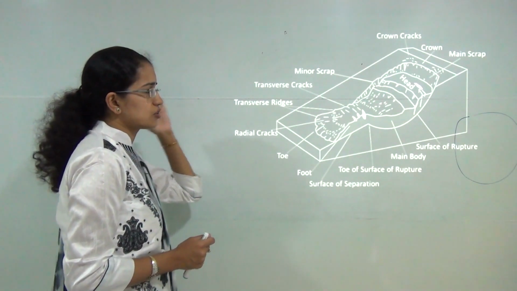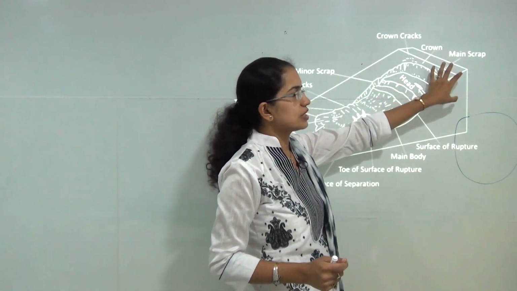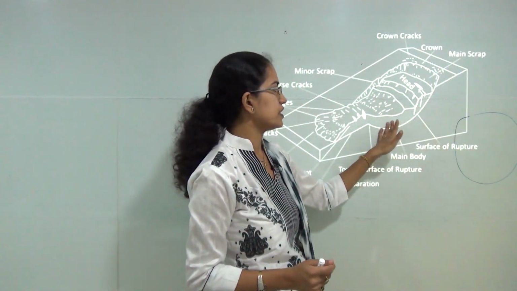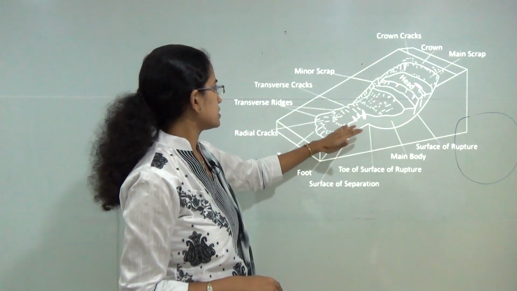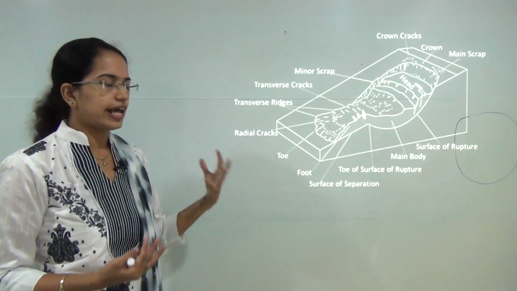You have cracks throughout the landslide that is present. The top part is known as the crown or the main scarp, and the surface from which it moves away is the surface of rupture or the surface of separation, and finally it moves down. So that is how the landslides occur.